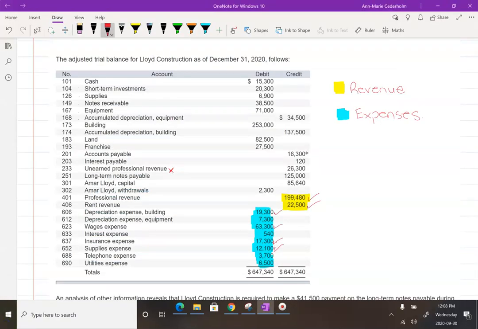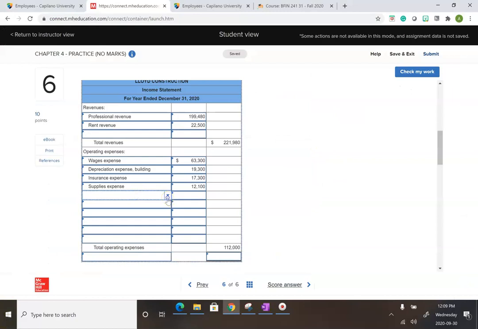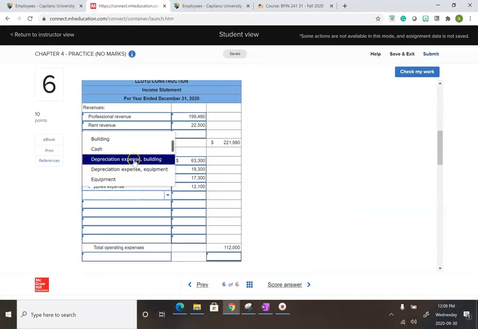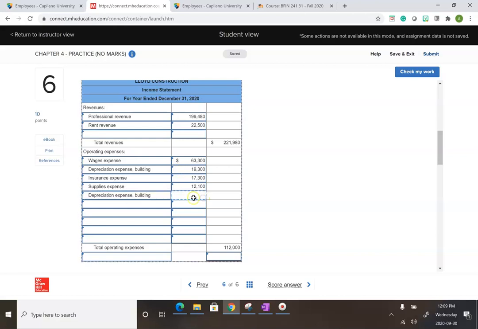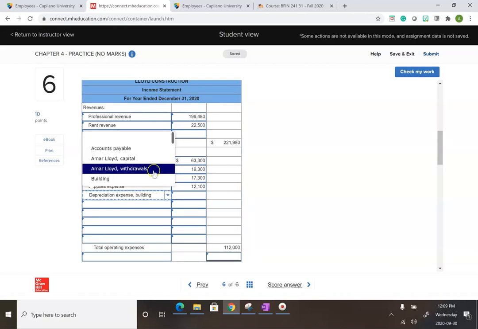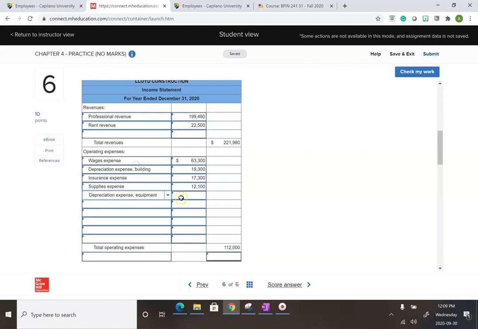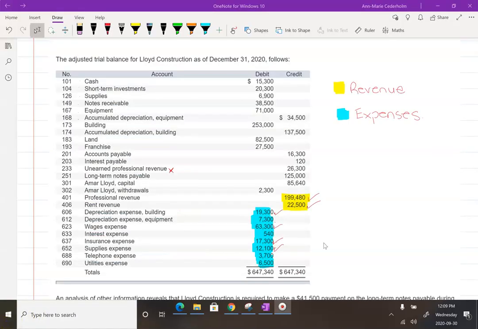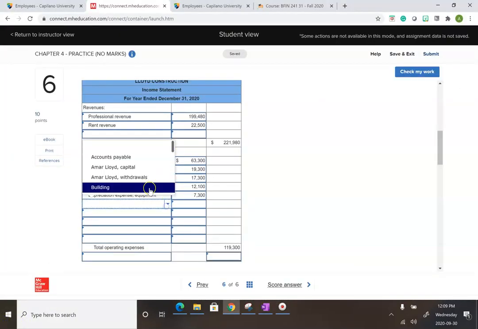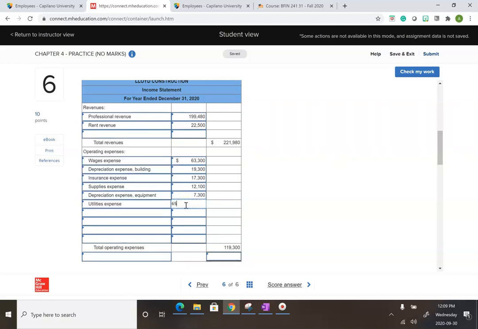And now it looks like depreciation expense is the next highest, so I'll put that one in. So depreciation expense equipment. I meant to say equipment. I can't remember if I said that or not. That was the 7,300. So I'll check that one off. And now it looks like I have utilities expense for 6,500. So utilities expense, 6,500.